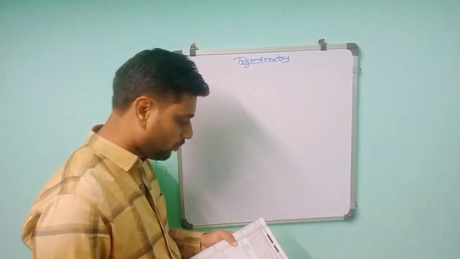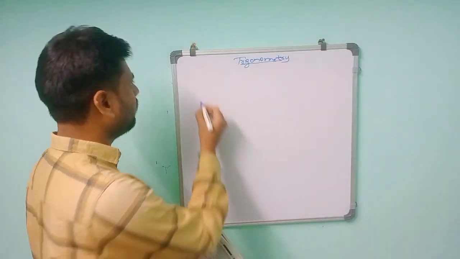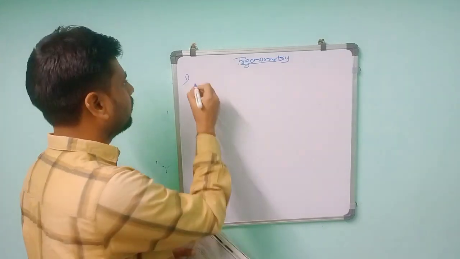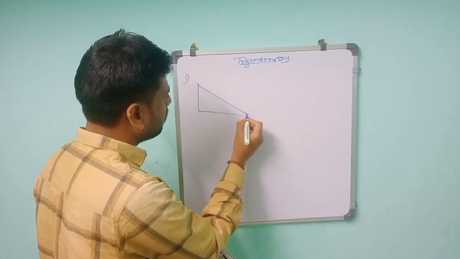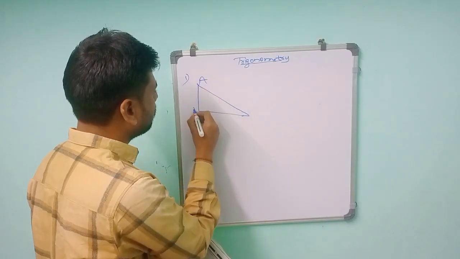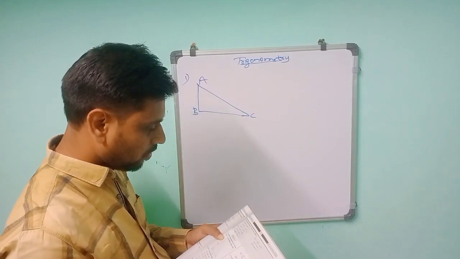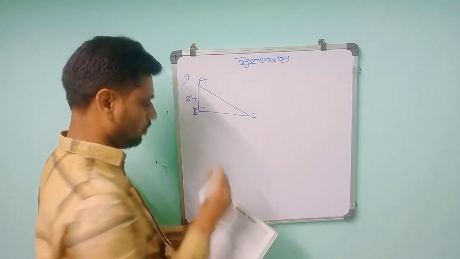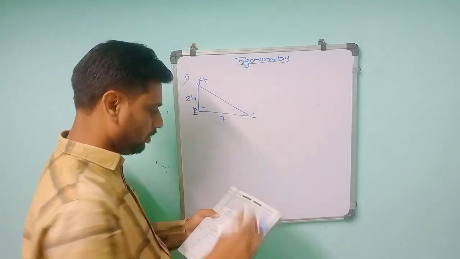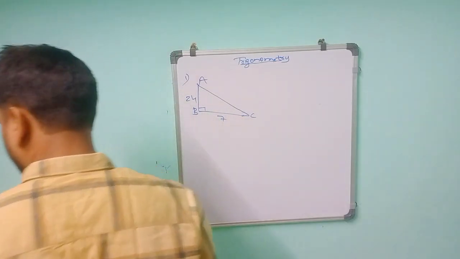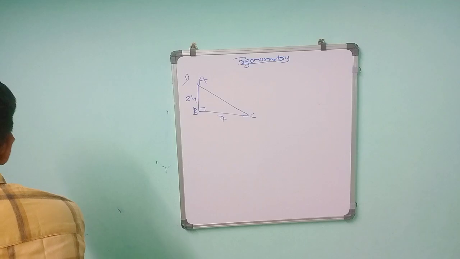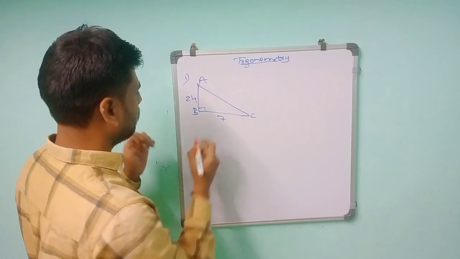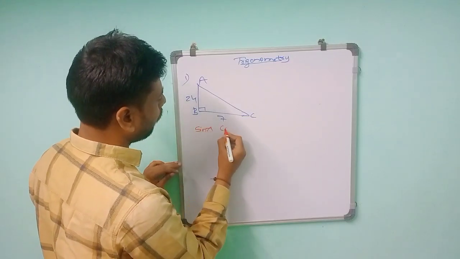Based on that, you can do exercise 10.1. That is the first question. In triangle ABC, right angle at B. So this is 90 degrees. AB is 24, BC is 7. Determine sin A and cos A.